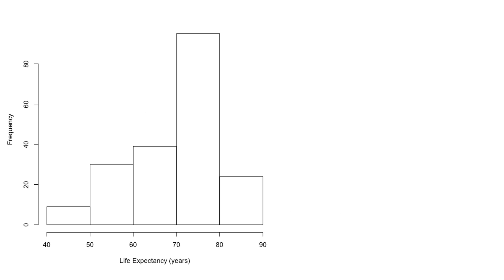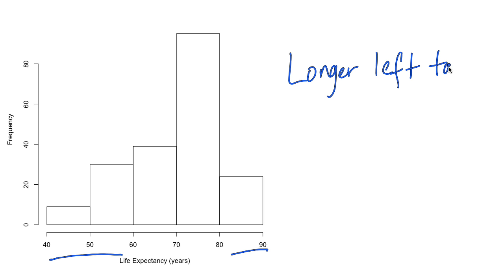The tails of a histogram are the bars in the far left and right where the extremes of the data values are. Life expectancy has a longer left tail than right tail, corresponding to countries or territories with relatively low life expectancies.